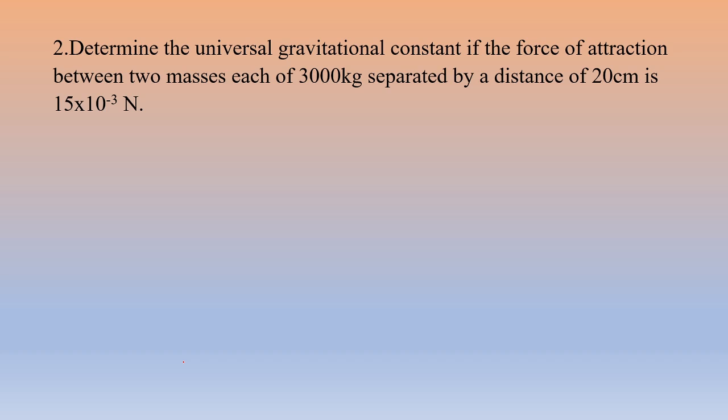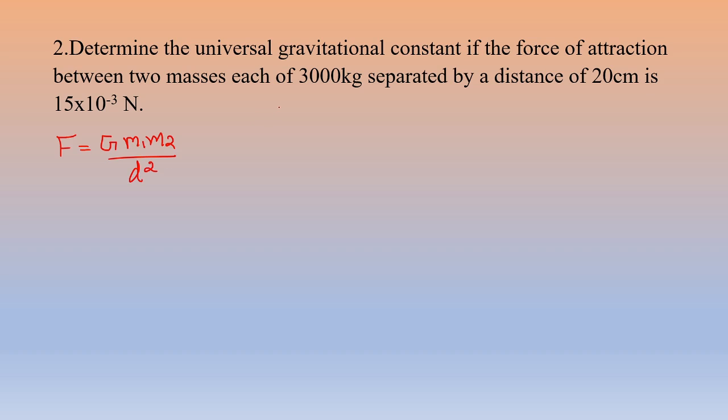The second question: determine the universal gravitational constant if the force of attraction between two masses, each of 3000 kg, separated by a distance of 20 cm, is 15 into 10 raised to negative 3 Newton. Here we can use Newton's law of gravitation. The formula for the force of attraction between the two masses is F is equal to capital G into small m1 m2 divided by d square.